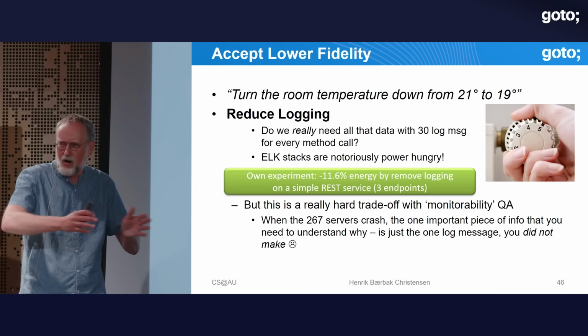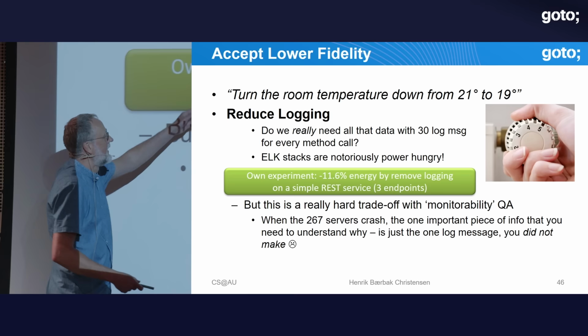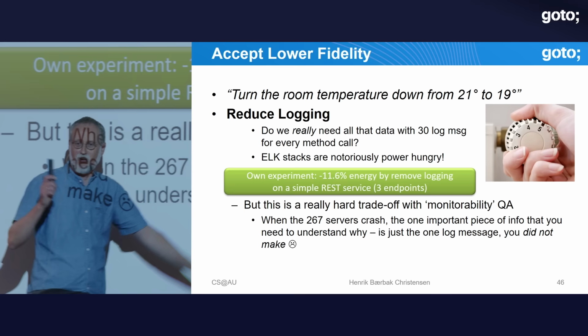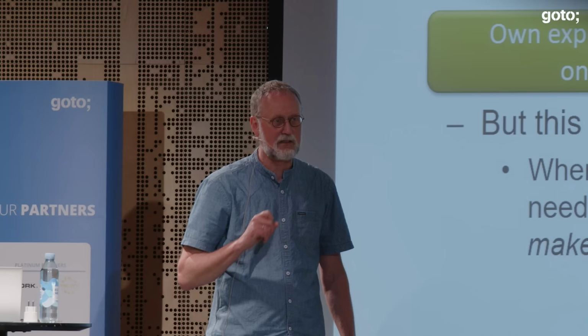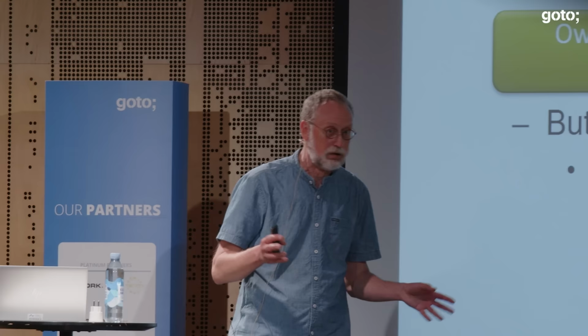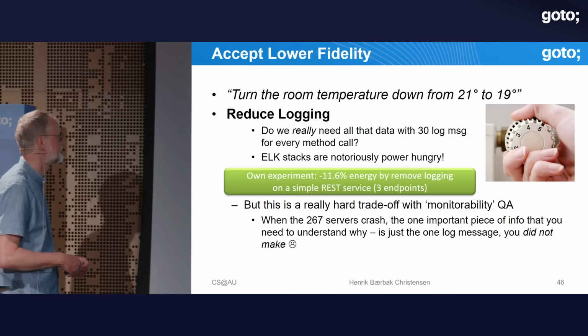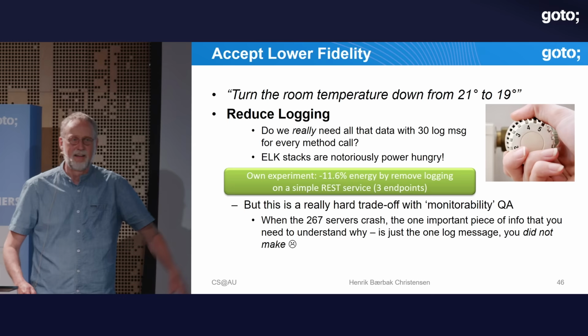Logging is expensive. I just turned logging off from, again, 3 endpoints, and what was the logging? It was only one log message for each GET and POST request that says, I've been hit. 3 logs in this, and then I turned it off and saved 11% of energy. And this was not Humio or the ELK Stack or something. It was simply Docker writing stuff to the file system. 11.6%. I know this is a trade-off. Don't remove all your logs. You want to diagnose your system when it fails, but it's a big issue.